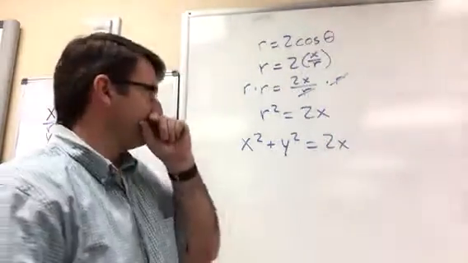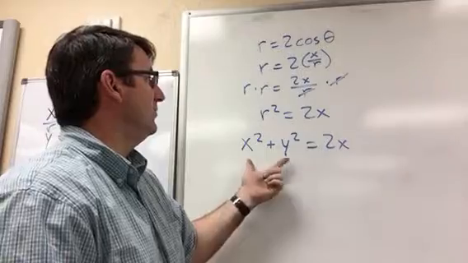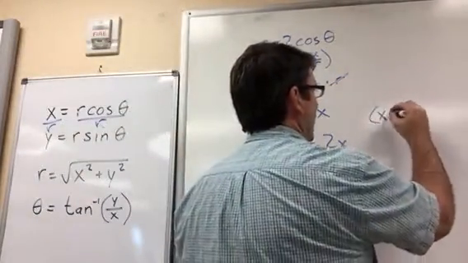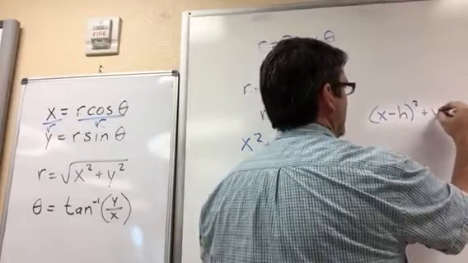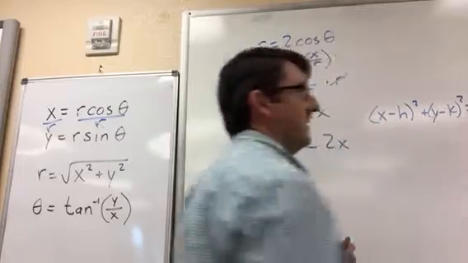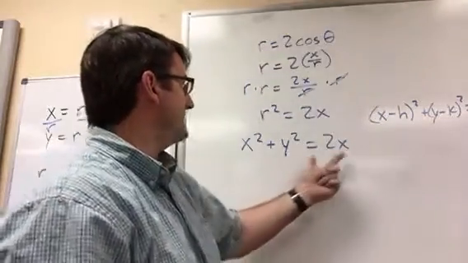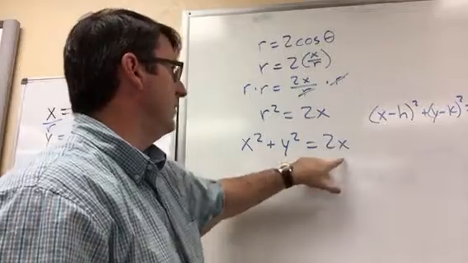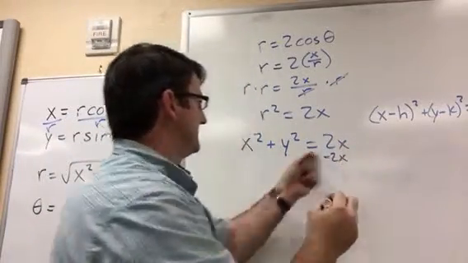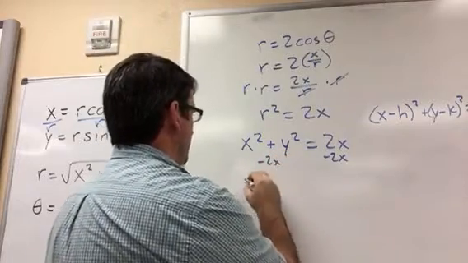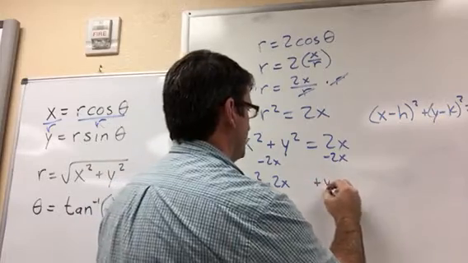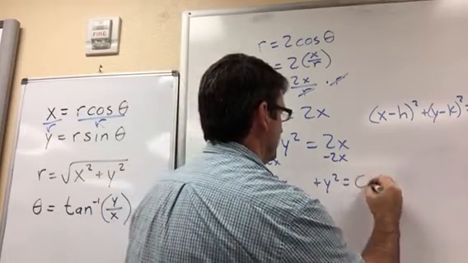equals 2x. All right, now we need to get this into that form, x minus h squared plus y minus k squared equals r squared. And so what we need to do is move this 2x over. So let's subtract 2x from both sides. We get x squared minus 2x plus y squared equals 0.